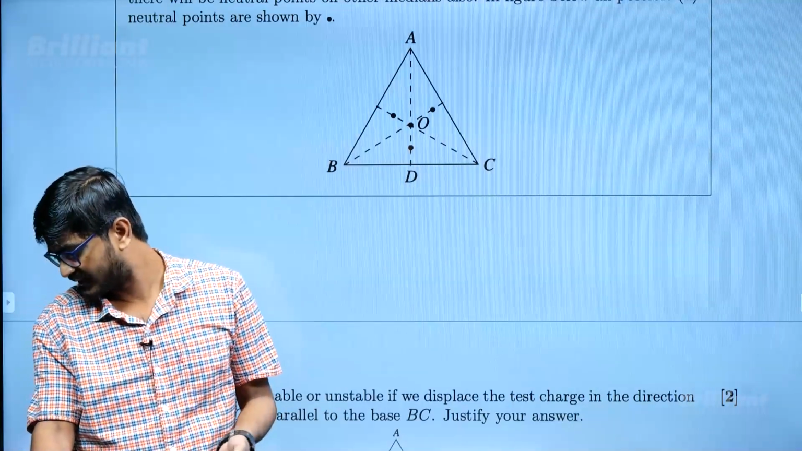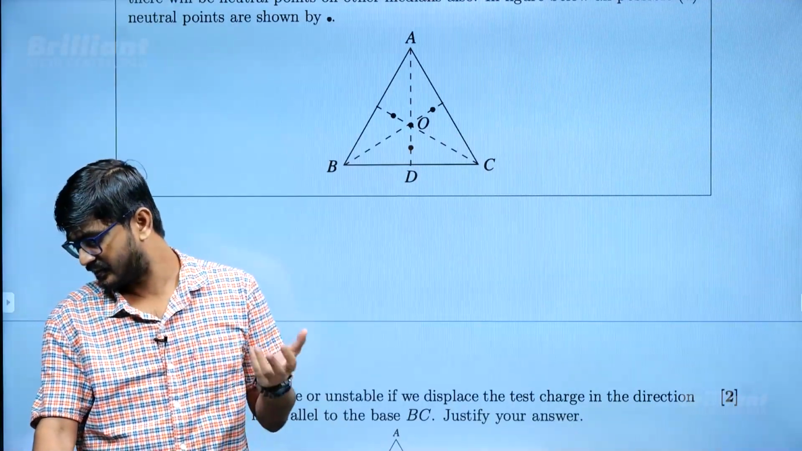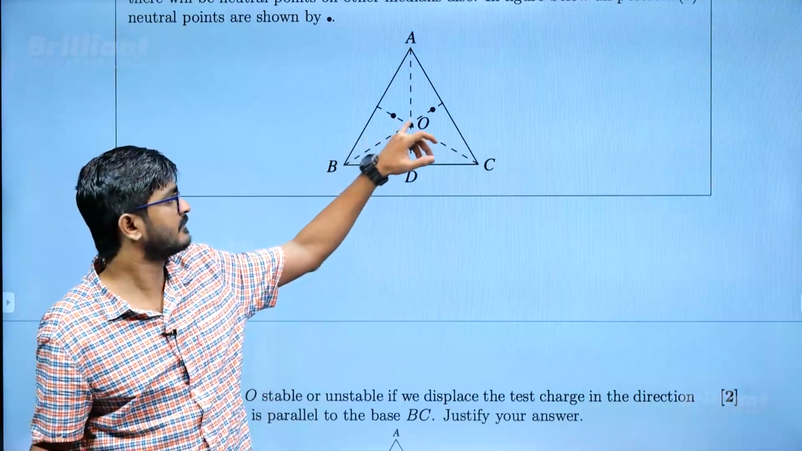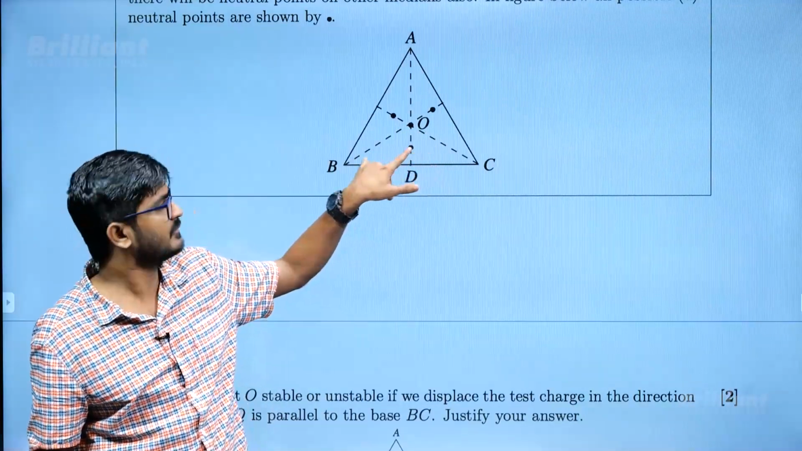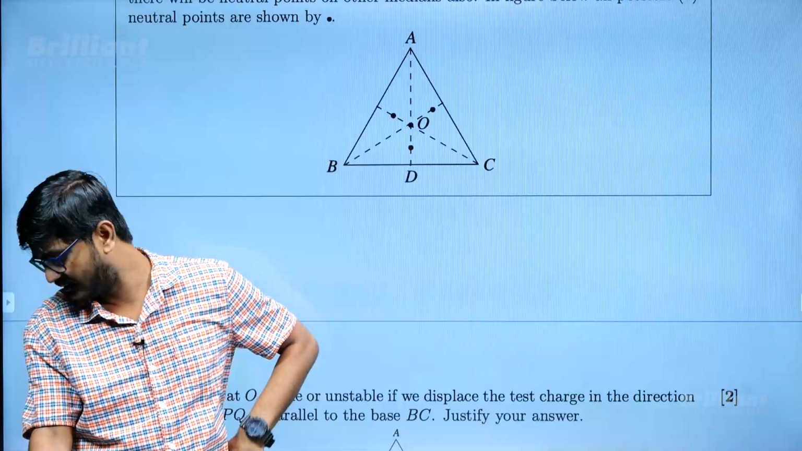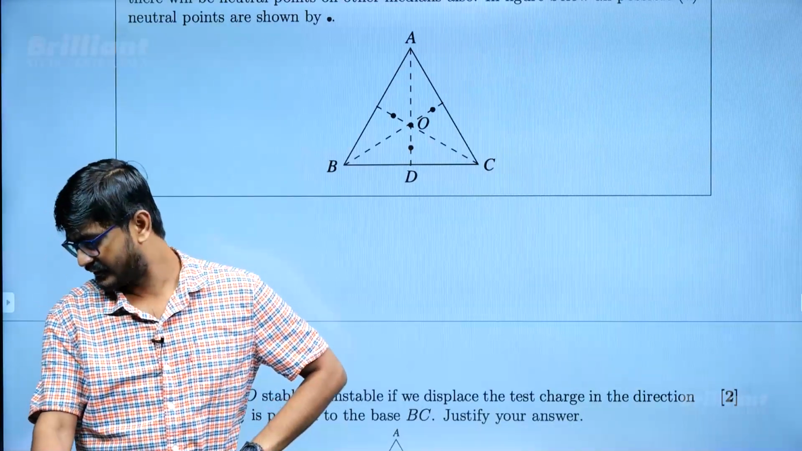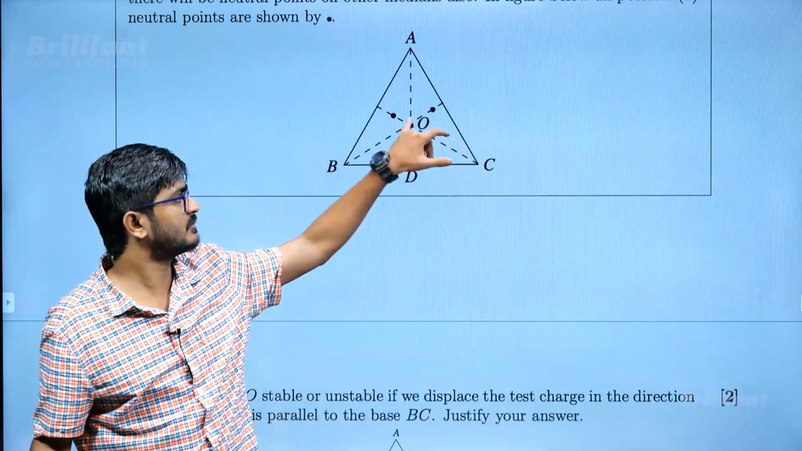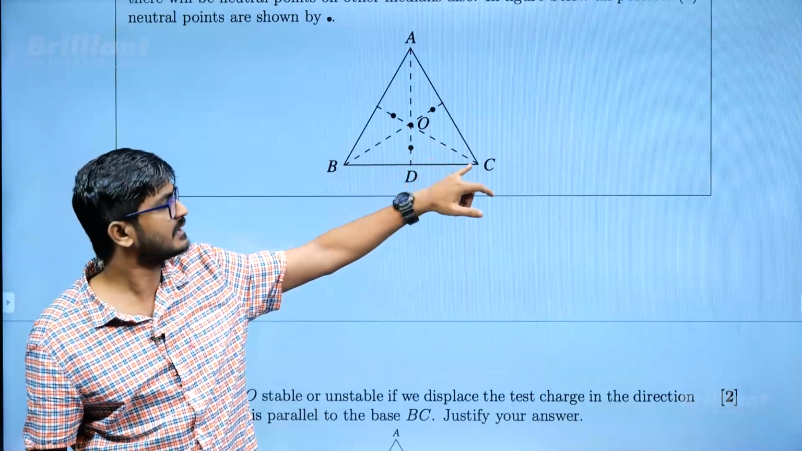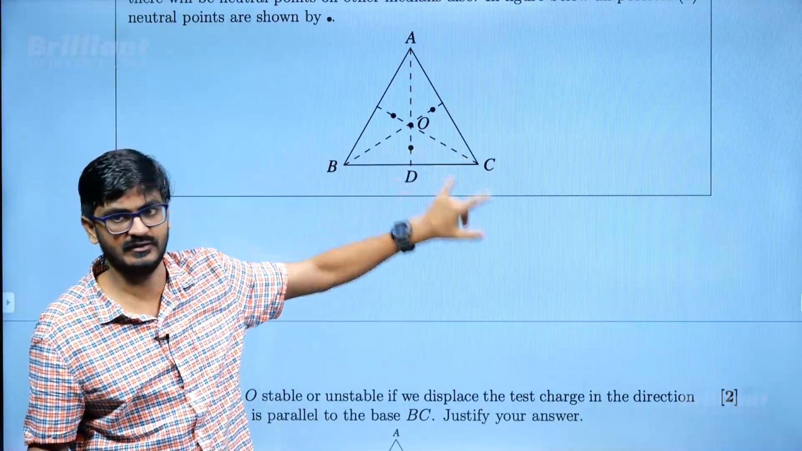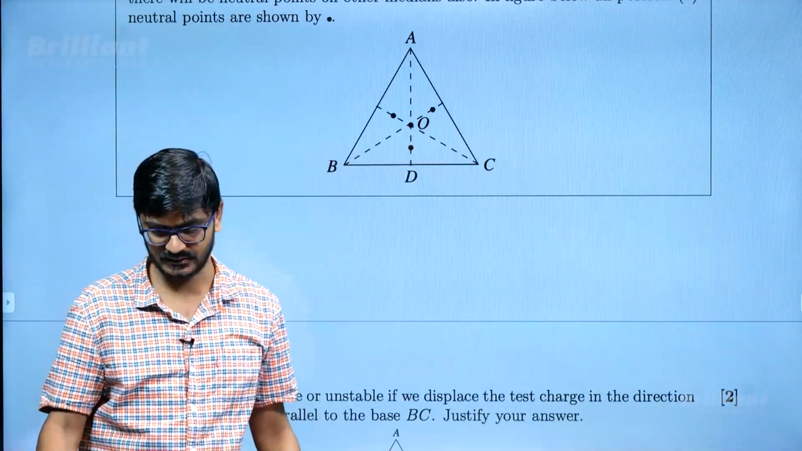Now what about last option? It is field at point 1 because of B is less than at 2. Yes, that is correct, because at 2 the distance is less, so field will be more. Field due to C at point 1 is less than field due to C at point 2. Yes, this distance is less, so the field will be more. So option D is also correct.